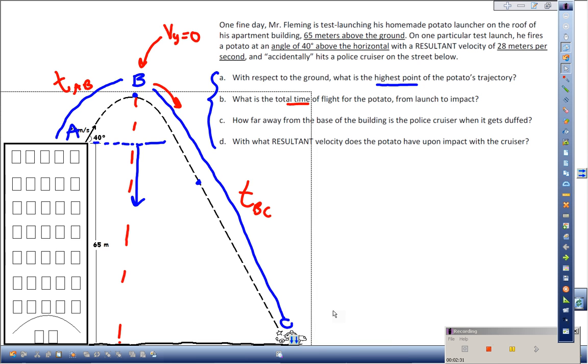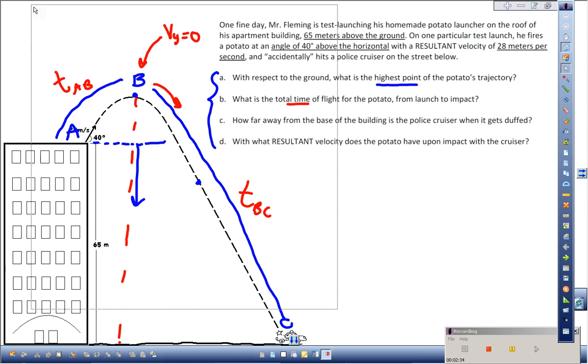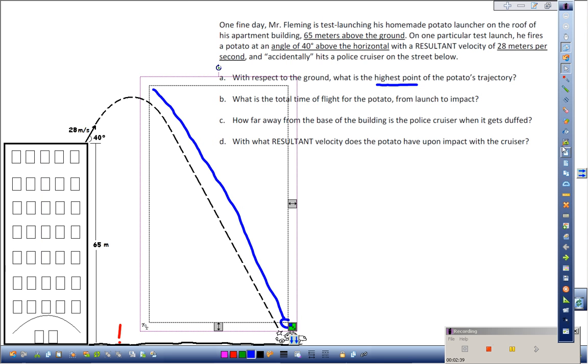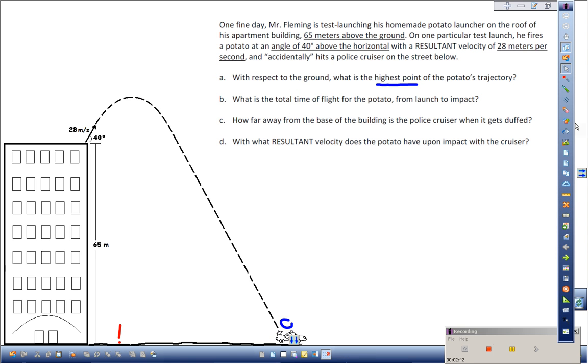Question C wants to know, how far from the base of the cliff does the potato land? Well, in order to find that, you need to realize something very, very simple. This is in fact probably the easiest one of these questions. Whatever we find for our velocity in the x direction, it will keep moving at that velocity the entire way down. It will not change. So once we found the total time that we're in the air, that is from part B, then all we would have to do is multiply that time by the velocity in the horizontal direction, and then we can find how far it is in the horizontal direction away from the base of the building.